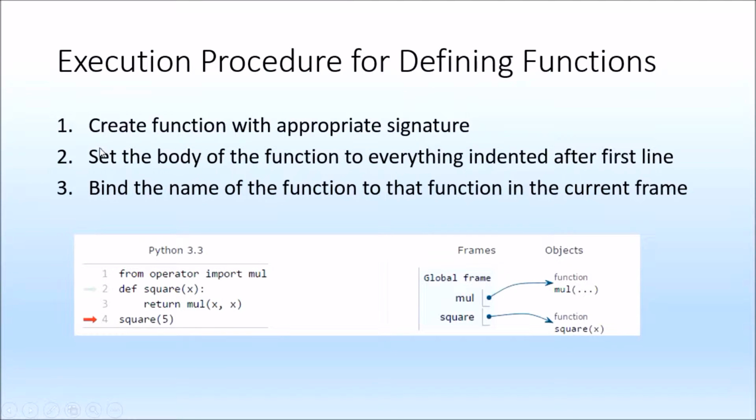Once you do that, we set the body of the function to everything indented after the first line, and after that we bind the name of the function to that function in the current frame. What does that mean? We have our name. What's that function name? Square. Remember, this is the function name, and this is the formal parameters, and together they make the signature. Then we bind the name of the function to the function. So basically what you can think about is objects.